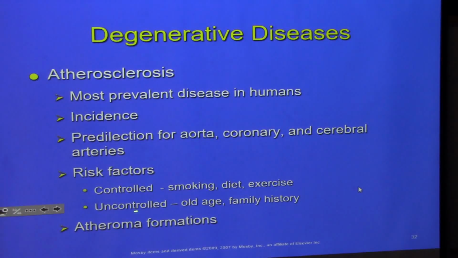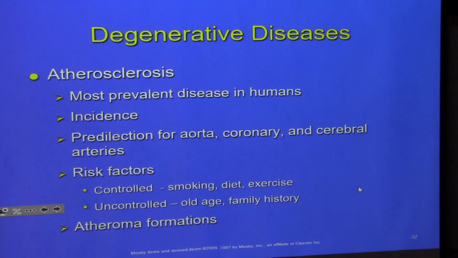Now, risk factors that are considered uncontrolled, in other words, there's nothing you can do about these, is old age. You know, as you get older, you're going to have more atherosclerotic buildup. And then, of course, family history. Some people are just genetically prone to buildup of cholesterol. And then some people aren't. You know, it's like, daggone, they can go through life eating a pork sandwich every day and never have an issue.